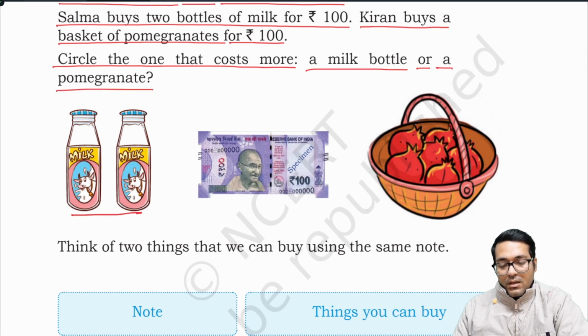You can see here 2 things in rupees 100. Here 1, 2, 3, 4, 5, 6. 6 items are there in rupees 100. So a milk bottle is costlier than a pomegranate.